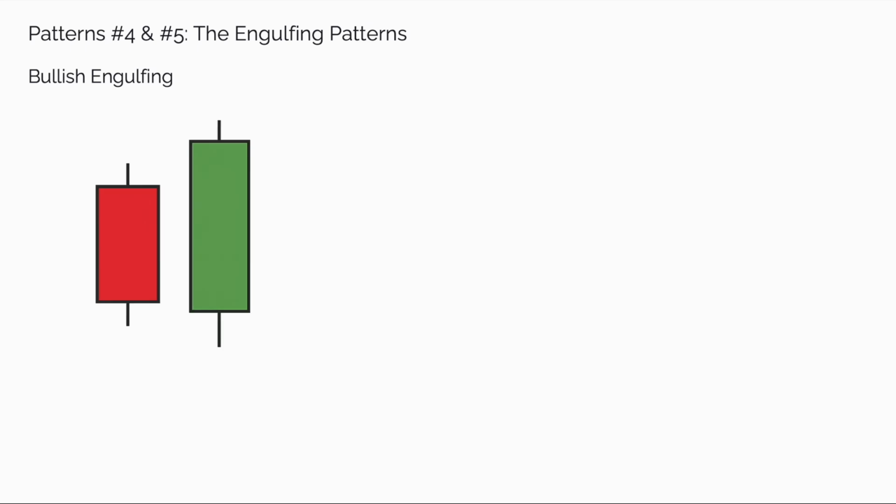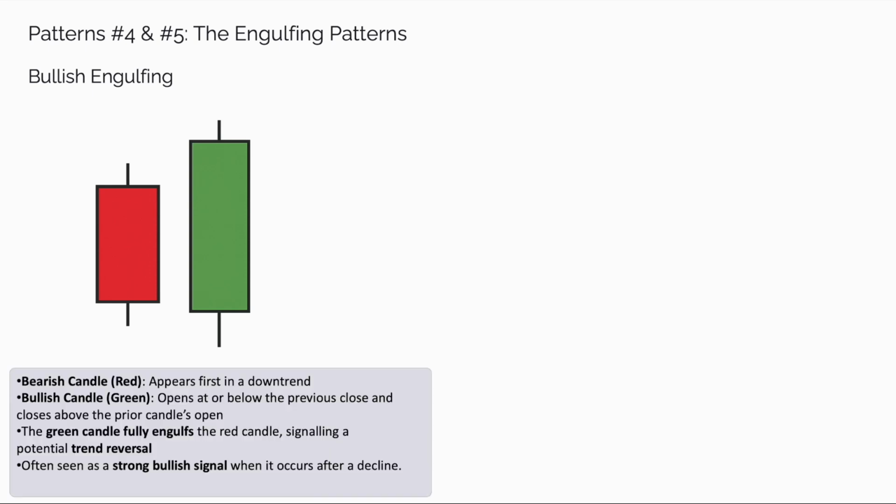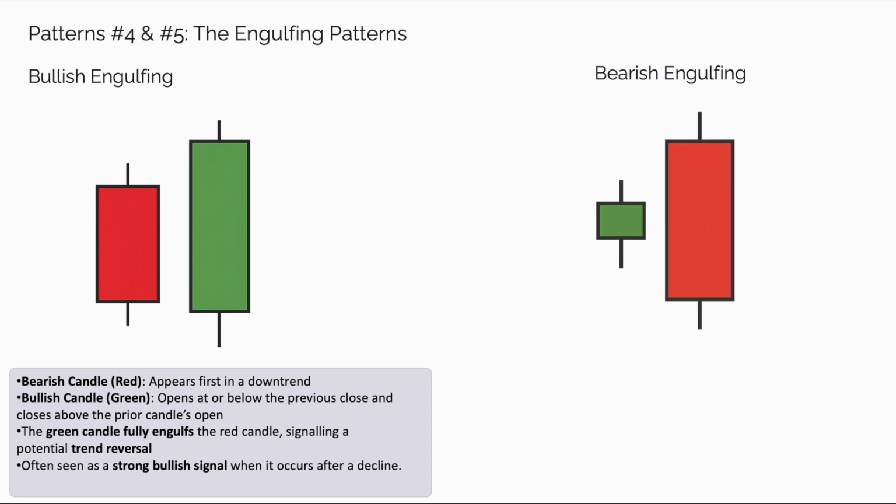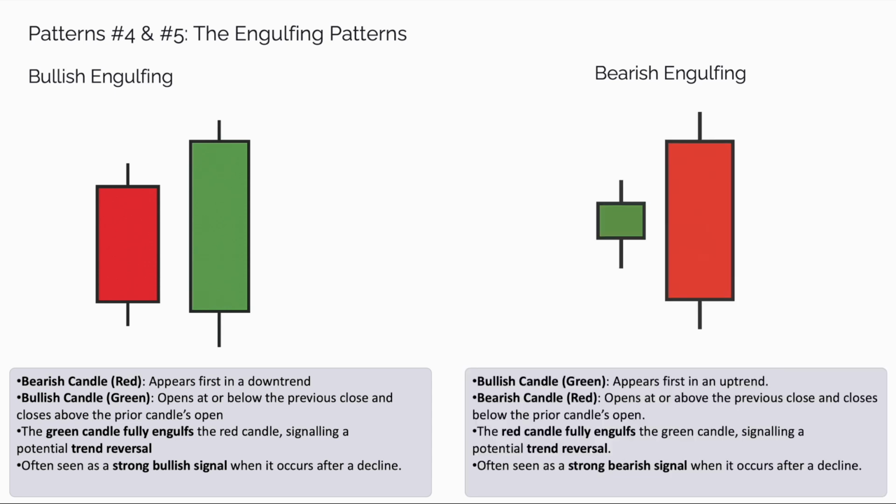The next patterns in our list are the engulfing pattern. Let's start with a bullish engulfing pattern. In a bullish engulfing pattern, a small red candle is followed by a large green candle that fully engulfs it. This shows buyers overpowering sellers, which indicates a possible trend reversal. On the flip side, a bearish engulfing is when a large red candle swallows a small green candle. This shows sellers taking charge.